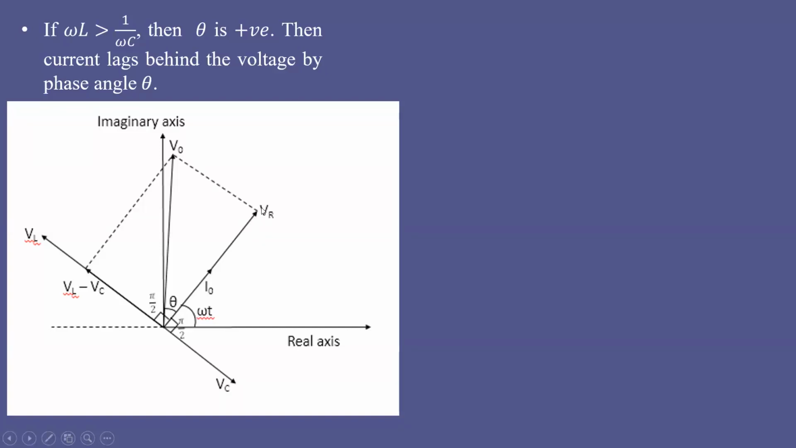If VR is here, VL has a 90 degree phase difference and goes ahead. It will lead the voltage across the resistor. VL will appear here. What about VC? VC will lag behind the resistance by pi by 2, 90 degrees behind.